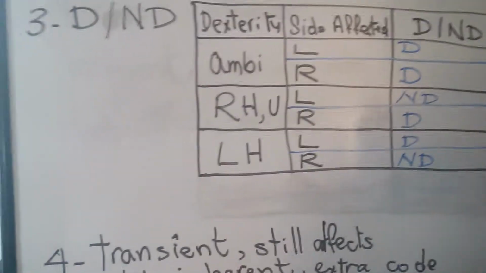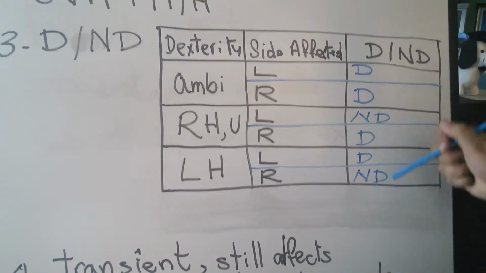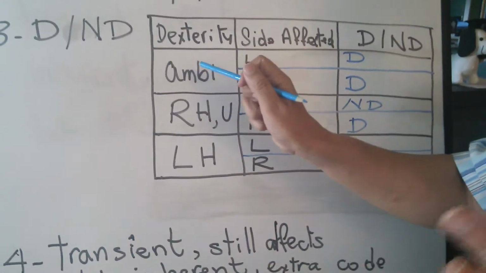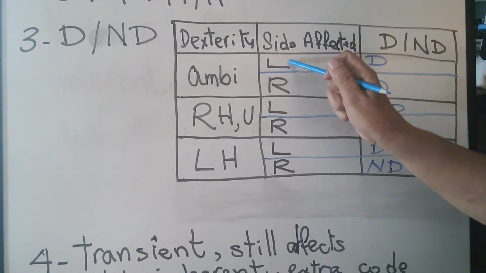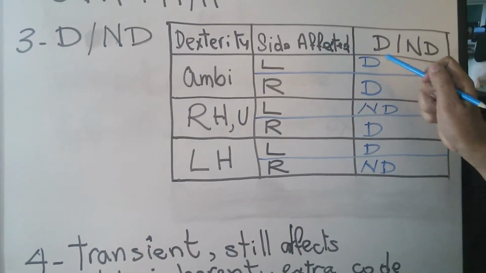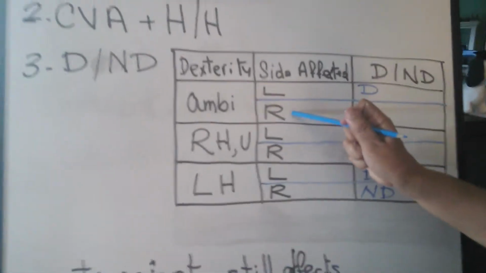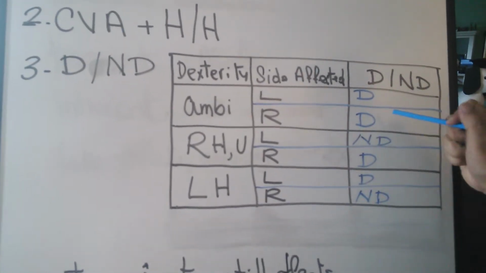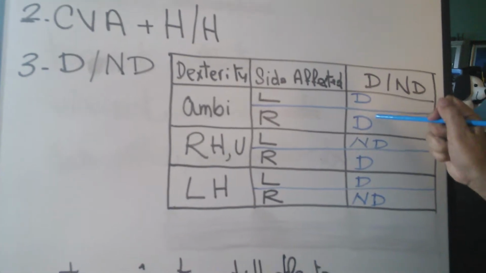And now, in order to code this, we use this column. So if the patient is ambidextrous, and the side affected was the left side, then we code it as dominant. If the patient is ambidextrous, and the side affected is the right side, we still code it dominant because the ambidextrous has both sides dominant.